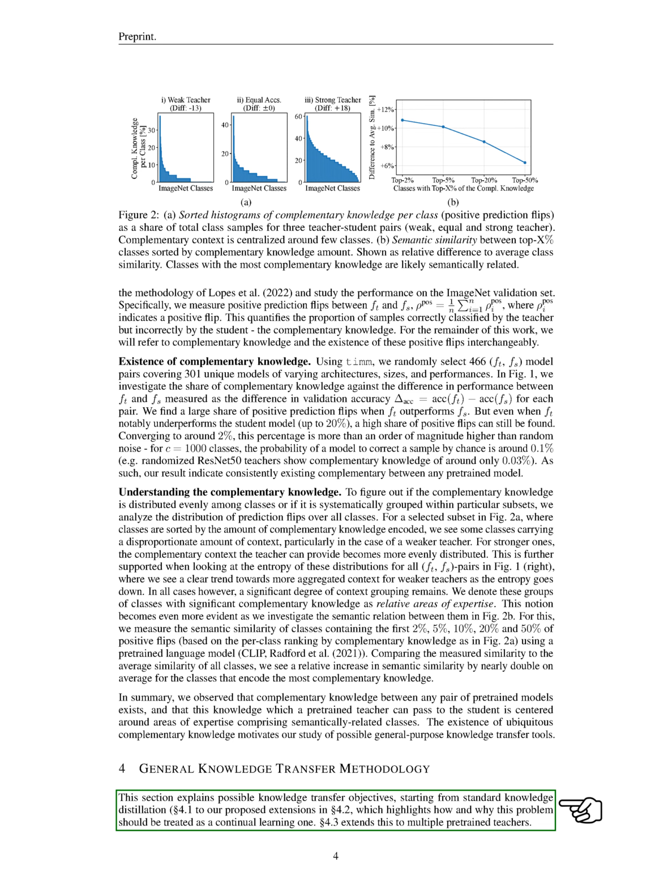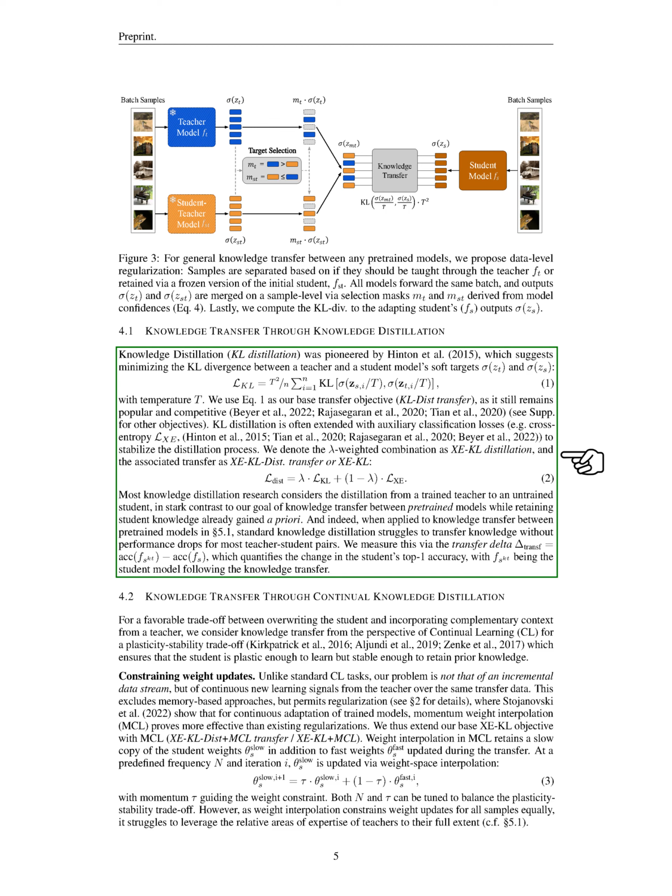Firstly, let's talk about knowledge transfer through knowledge distillation. This method was first introduced by Hinton and his colleagues, and it involves reducing the difference between a teacher model and a student model's soft targets. This is done by minimizing the Kullback-Leibler (KL) divergence between the two models. The KL divergence is a measure of how one probability distribution diverges from a second, expected probability distribution.